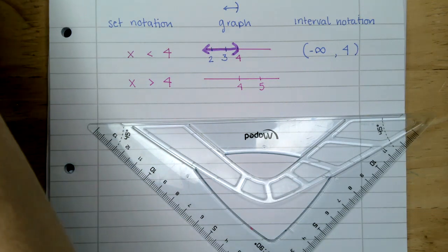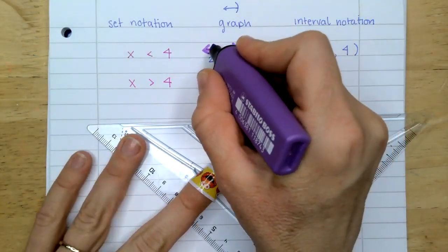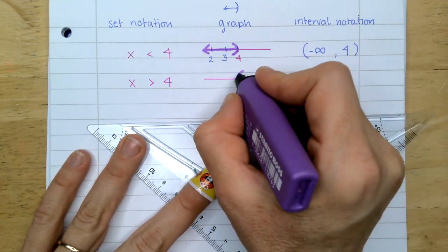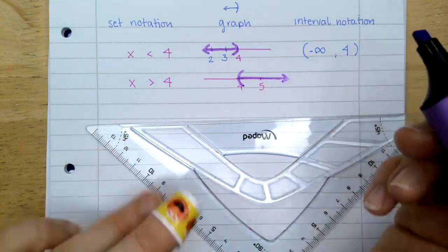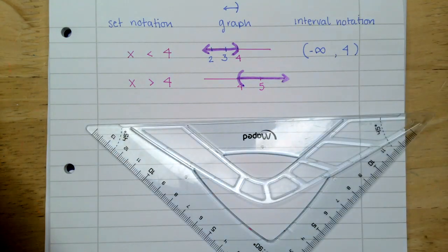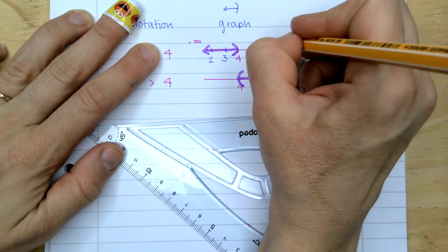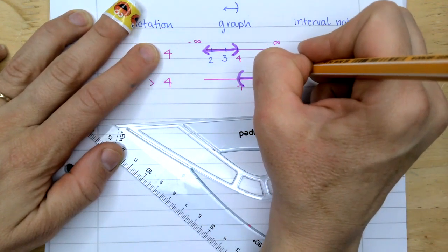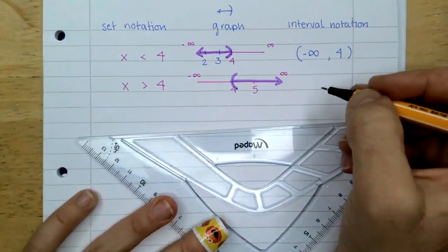Greater than is always to the right. So here, my parentheses was opening towards the negative infinity. Now my parentheses is going to open towards positive infinity, and the arrow is going to go towards positive infinity. My line continues forever, okay? This was negative infinity. This way is positive infinity. This way is negative infinity. A number line keeps going forever, never stops, okay?